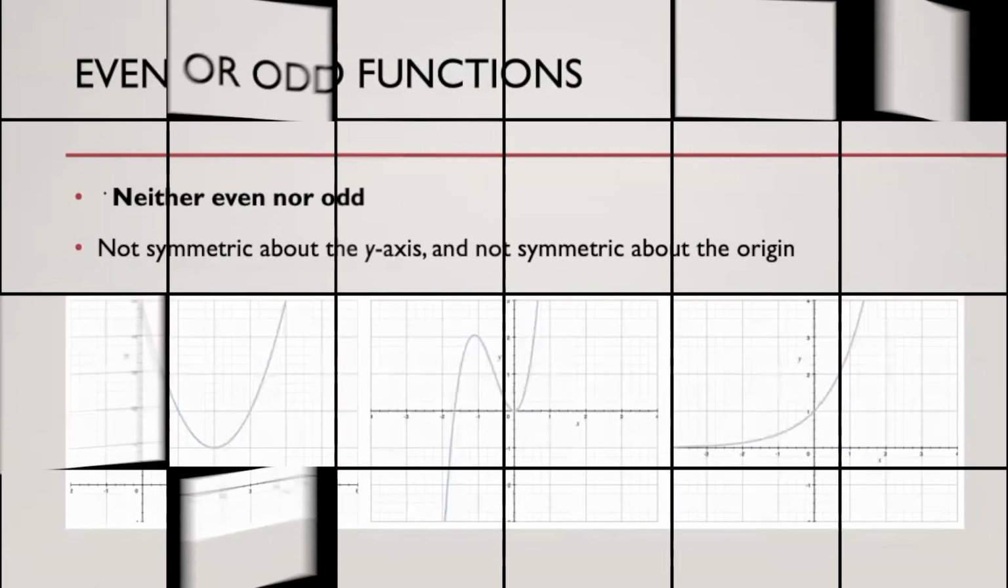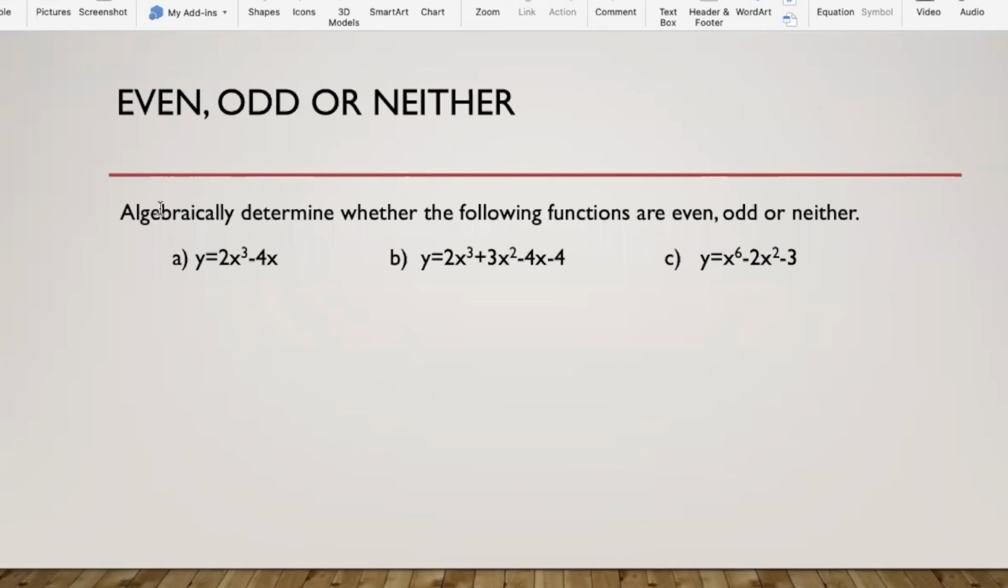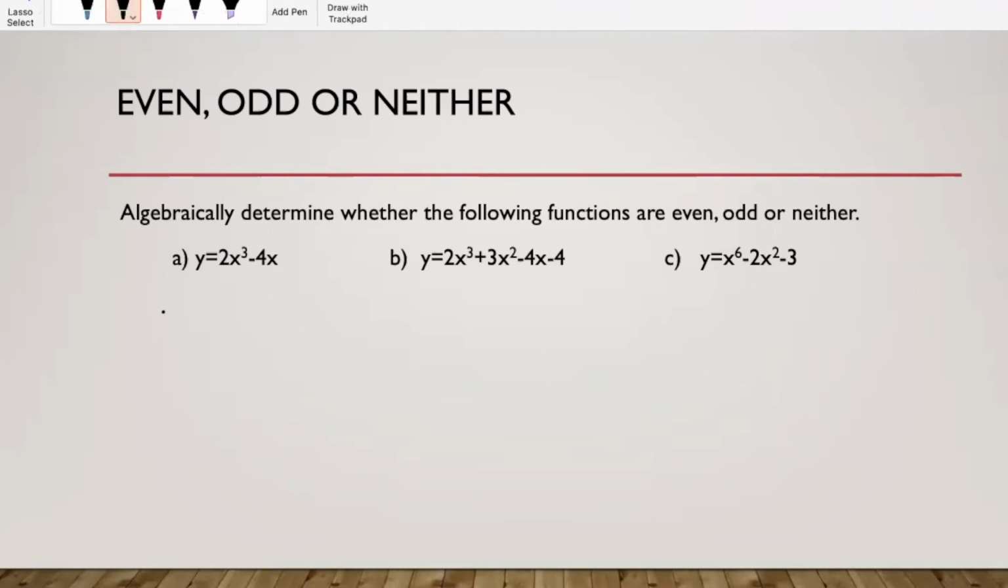For this question, I will be determining whether the functions are even, odd, or neither. Now, the first function I have is y equals 2x cubed minus 4x. So for this function, what I will be doing is substituting minus x into the function and finding out what I am getting when I substitute negative x.